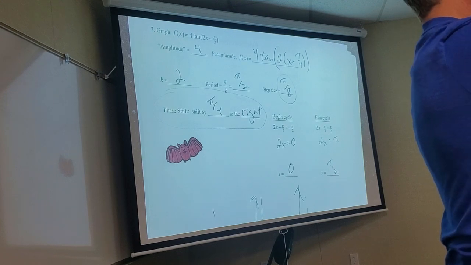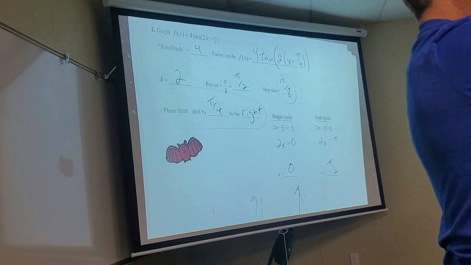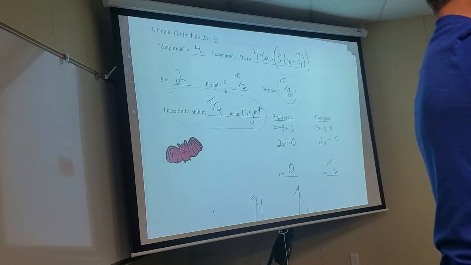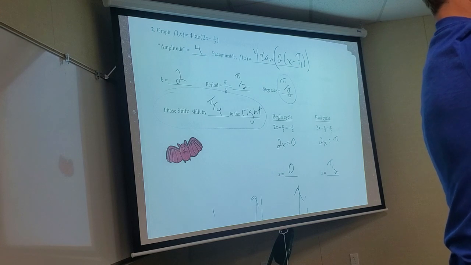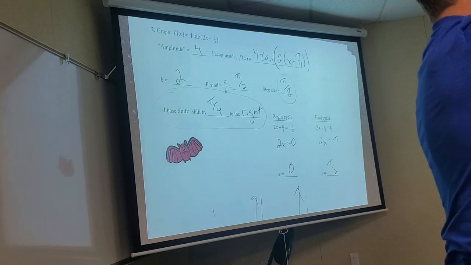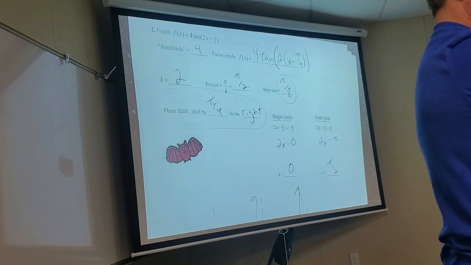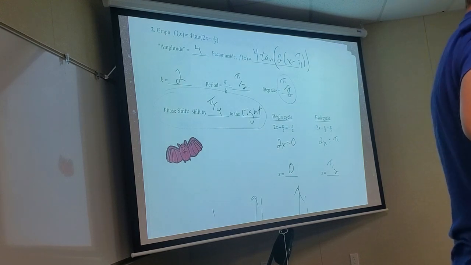What is 2 pi divided by 4? 2 pi divided by 4. Pi over 2. Isn't that exactly the steps? Pi over 2, pi, 3 pi over 2, 2 pi. Isn't that exactly the step size for sine and cosine?